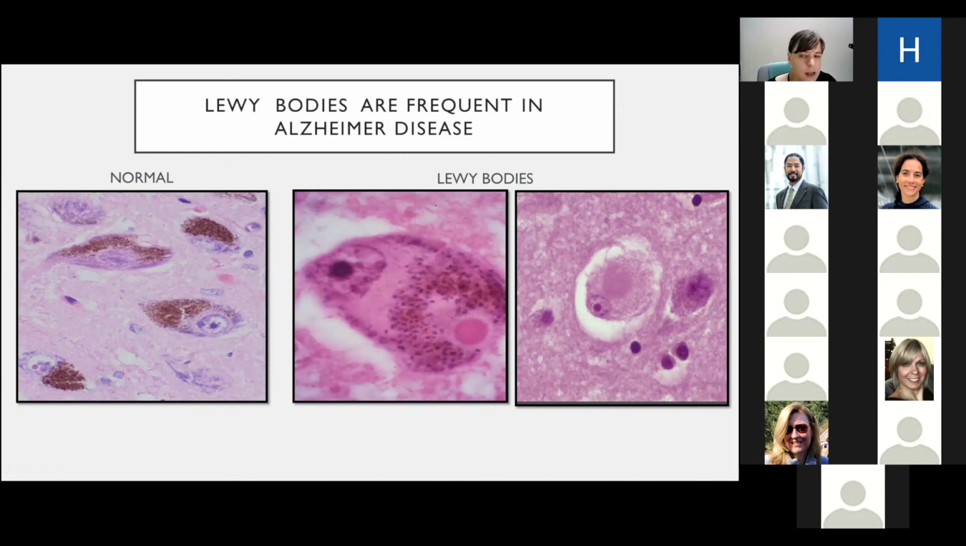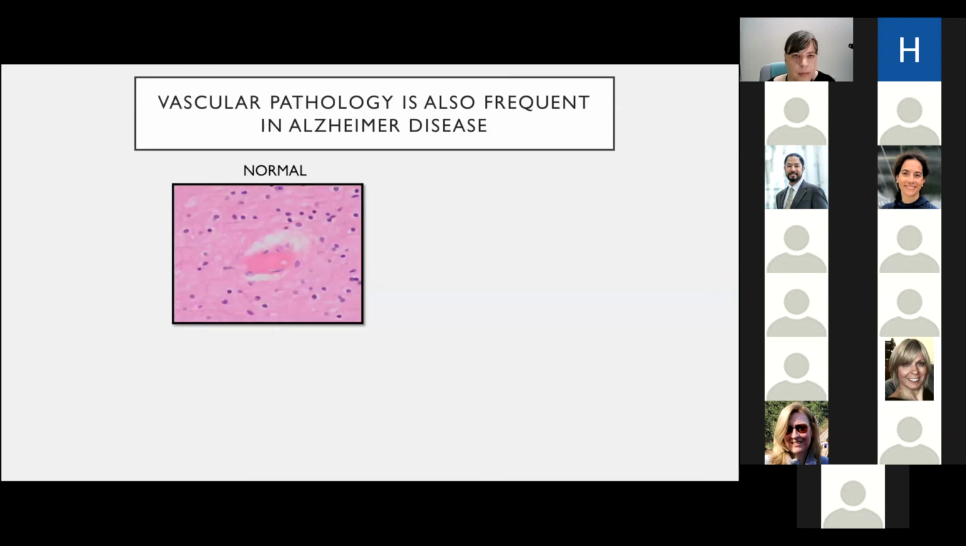And you can see how it's a little bit different from what I showed you regarding plaques and tangles. So Lewy bodies are frequently found as co-pathology in Alzheimer's disease on its own. Lewy bodies usually underlie Parkinson's disease.